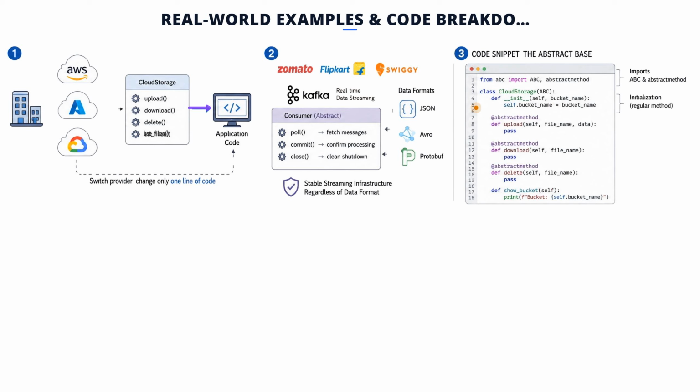regular initialization logic. However, the methods upload, download, and delete are marked with the abstractmethod decorator and contain only the pass keyword. This signifies that these methods have no logic here. They are simply placeholders that must be filled by any child class. Additionally, the class includes a concrete or regular method called showBucket. Unlike the abstract methods, this method contains actual code that all child classes will inherit and use without needing to rewrite a single line.